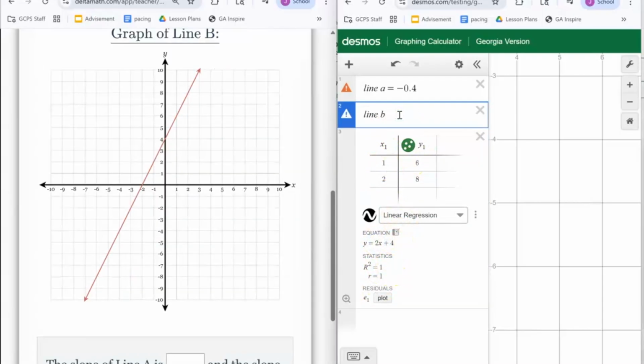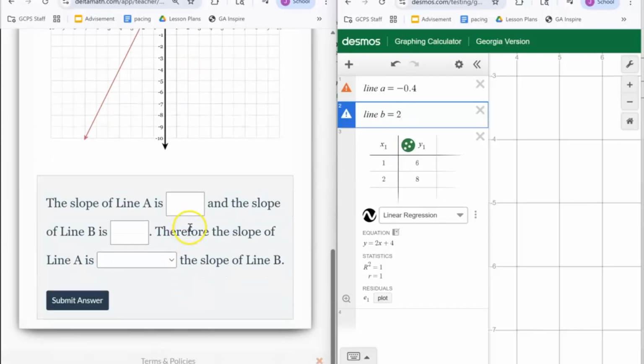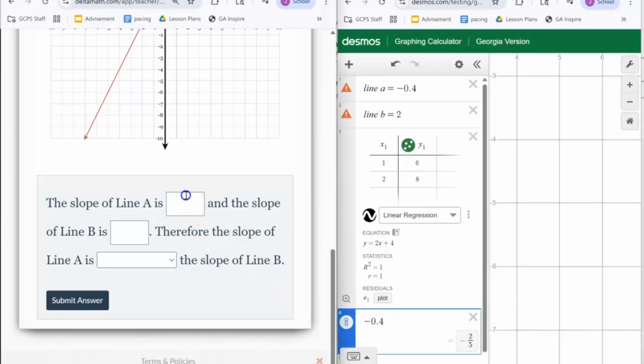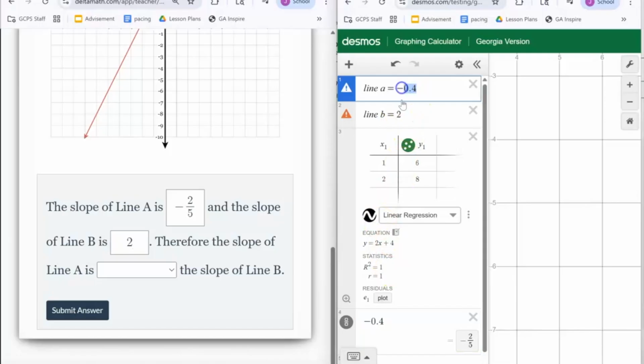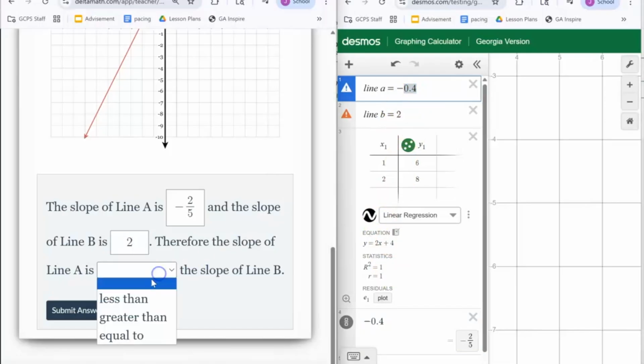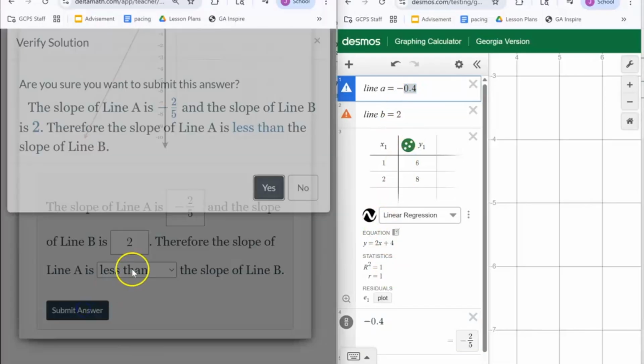And then now I compare them. So the slope for line A is negative 0.4, which needs to be a fraction, which you type in and click it, is negative 2 over 5. The one for line B is equal to 2. Therefore, line A is smaller than B. That's what I'm looking for, less than B.